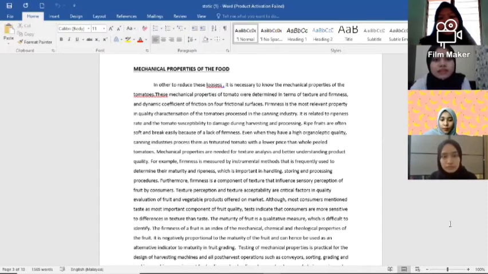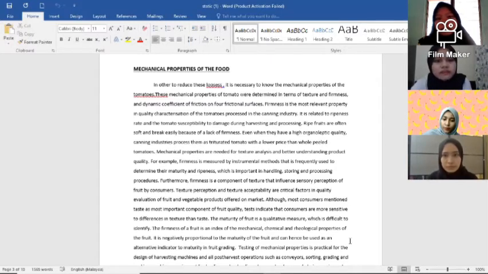Texture perception and texture acceptability are critical factors in quality evaluation of fruit and vegetable products offered on the market. Although most consumers mention taste as the most important component of fruit quality, studies indicate that consumers are more sensitive to differences in texture than taste. The maturity of fruit is a qualitative measure which is difficult to identify. The firmness of a fruit is an index of the mechanical, chemical, and rheological properties of the fruit.